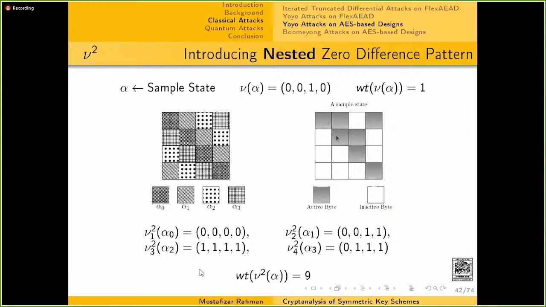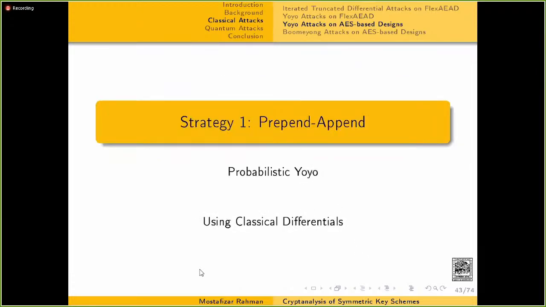This is our alpha 0, and as you can see here, all 4 bytes are active. That is why these values are all 0. And this is our alpha 2, and as you can see here, all bytes are inactive. That is why this value is all 1. Based on that, we finally assign the weight. Now, there are 3 strategies that have been mainly developed in this work. First of all, that is the prepend-append strategy.